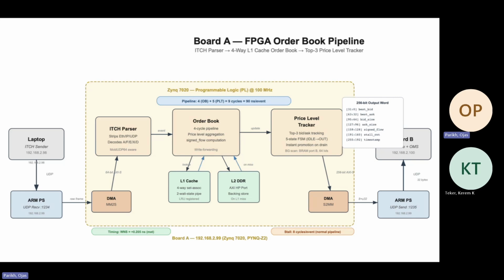The output of the order book feeds into the price level tracker, which maintains the top 3 bid and top 3 ask price levels. It uses a 5-state finite state machine with instant promotion when a level drains to 0. A background scan on VRAM port B discovers new price levels across up to 64 entries. This prevents L1 cache misses from directly stalling the pipeline.